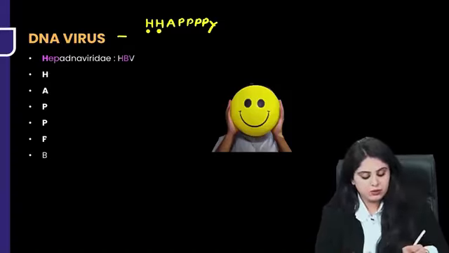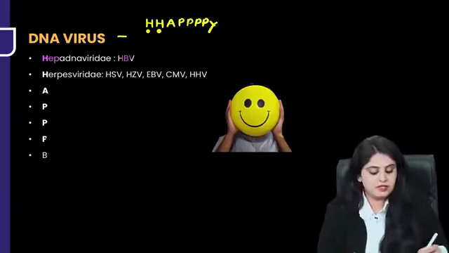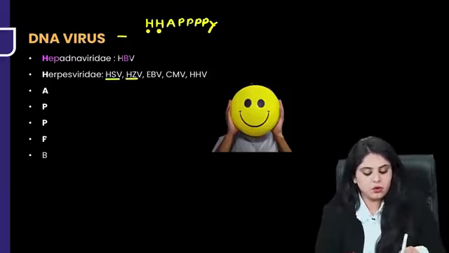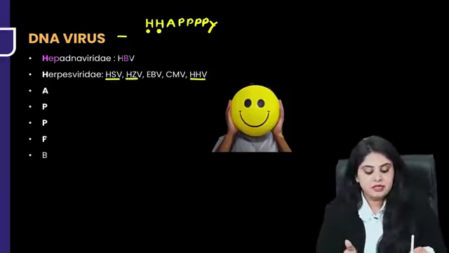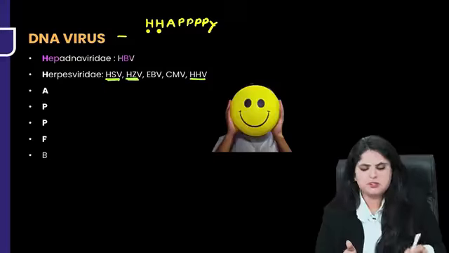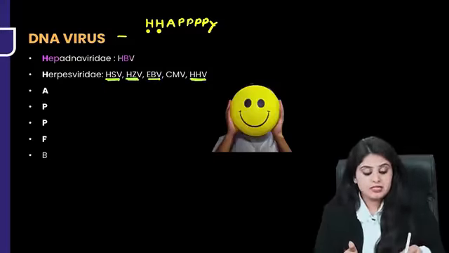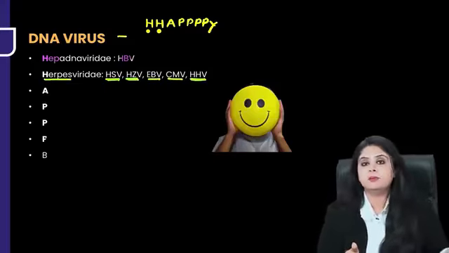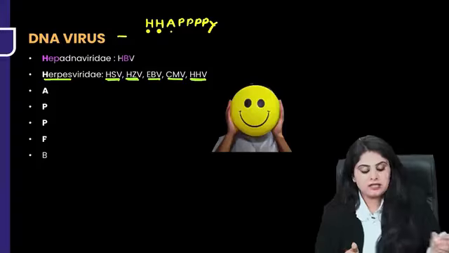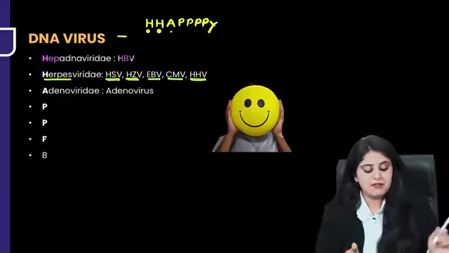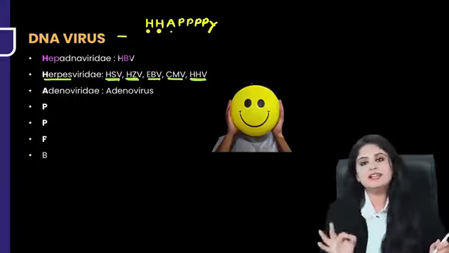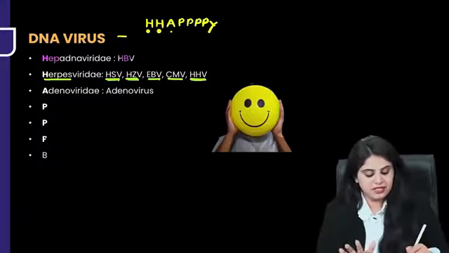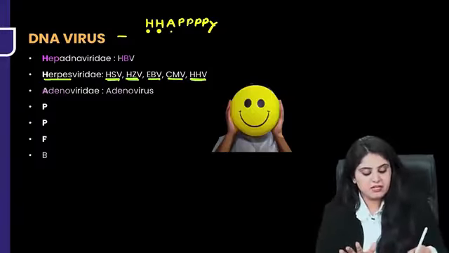Now we have another one, the very famous herpes viridae. Herpes viridae, of course, has all the things that sound like herpes. Herpes simplex, herpes zoster. Now in detail we will study. Human herpes virus, Epstein-Barr virus and cytomegalovirus also belong to the herpes family. After that comes the A. A is my favorite, Adenoviridae family. Adenovirus is the virus. Simple. So Adenoviridae, and we have adenovirus.